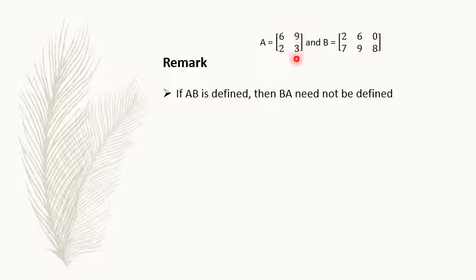Here, the number of columns of A is equal to the number of rows of B. Then we can find AB. But here, B has order 2 by 3. That is, B has 3 columns, but A has only 2 rows. So we cannot find BA. Here, AB is defined, but BA is not defined. Why? Number of columns of B is not equal to number of rows of A. So we cannot find BA. That's a very important thing.